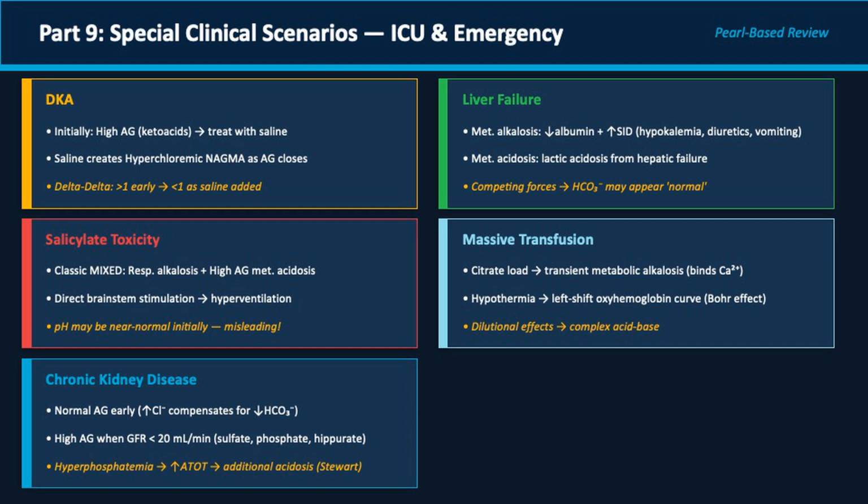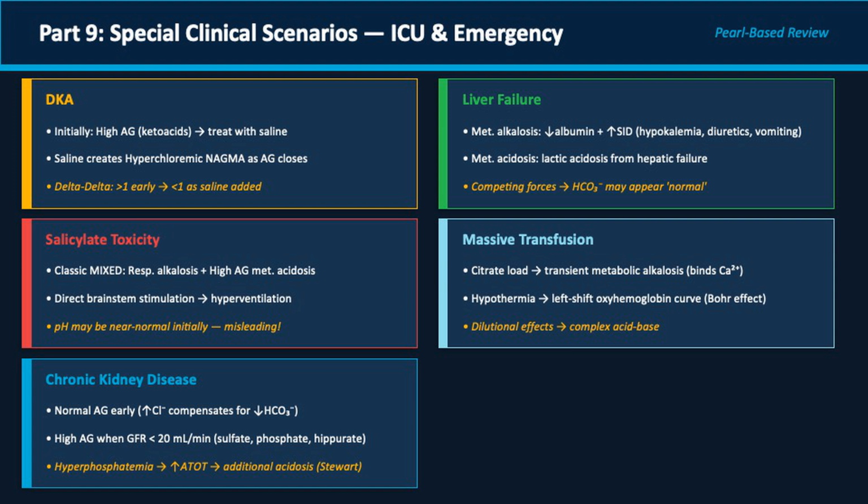Scenario 2, salicylate toxicity. So in this case, two disorders happening at once. Salicylates stimulate the brain, causing respiratory alkalosis. And there will be salicylate anion accumulation, causing high anion gap metabolic acidosis. Early on, these two cancel out, and pH looks almost normal. But CO2 is low and anion gap is high. That's not compensation. That is two disorders. So think salicylate in any young patient with respiratory alkalosis plus elevated anion gap, especially with tinnitus or confusion.